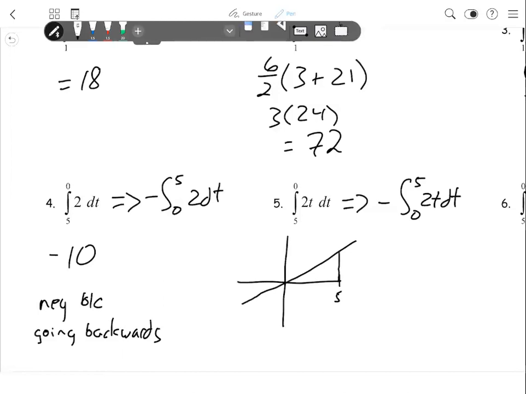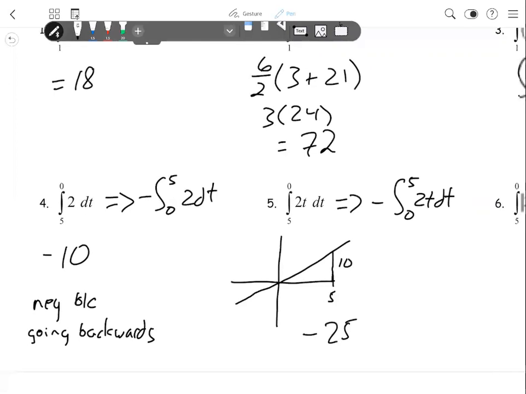My base is 5. To get the height, I'm going to take 5 and plug it into my function. And 2 times 5 gives me 10. Therefore, 1/2 the base times the height will give me an area of 25. But since I reversed the bounds, I need to make this negative. So the value of this integral is negative 25.